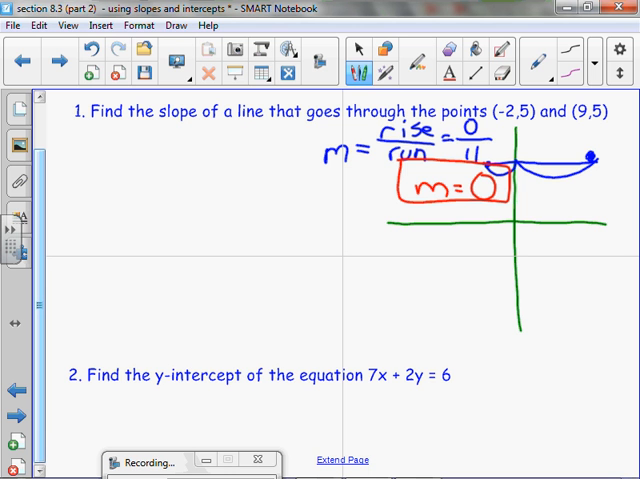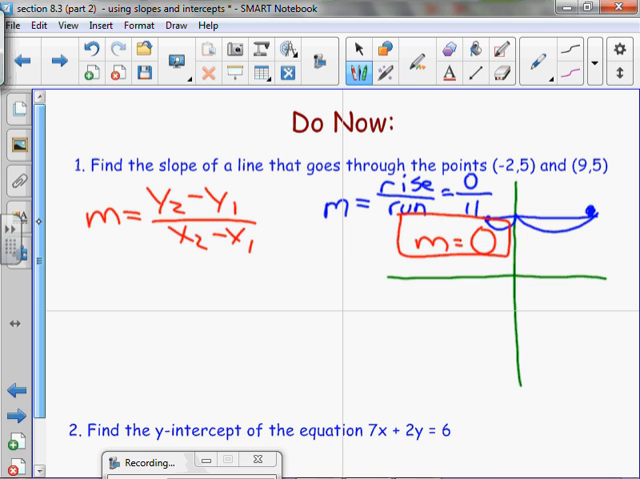Here's the easy way. I have a simple slope formula. m equals y2 minus y1 over x2 minus x1. We find all of those from our points over here, (-2, 5) and (9, 5). One of these has to be point 1, and one of these has to be point 2, and I'm going to pick them at random. Point 1 will have the coordinates x1, y1. Point 2 will have the coordinates x2, y2.